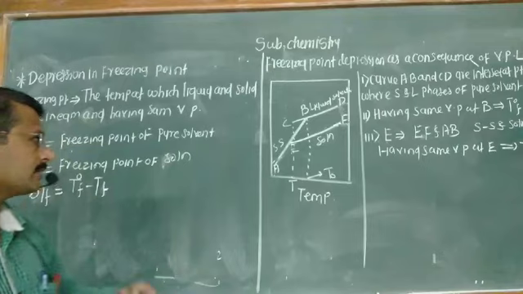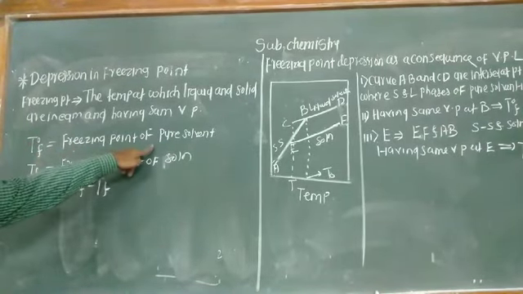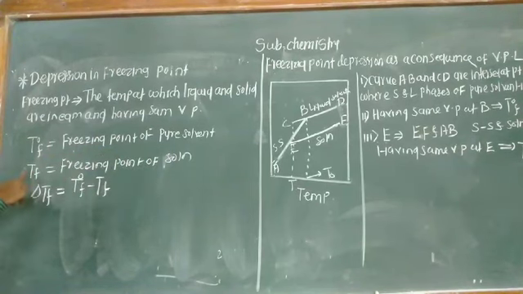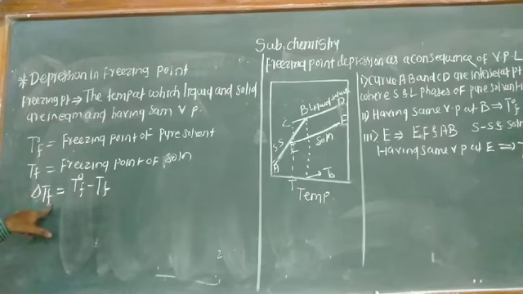So we write T0F, that is the freezing point of pure solvent, and TF, that is the freezing point of the solution. So what will be the depression in freezing point? The depression of freezing point is nothing but the difference between the freezing point of pure solvent minus the freezing point of the solution. So delta TF is equal to T0F minus TF, and this is called the depression in freezing point.